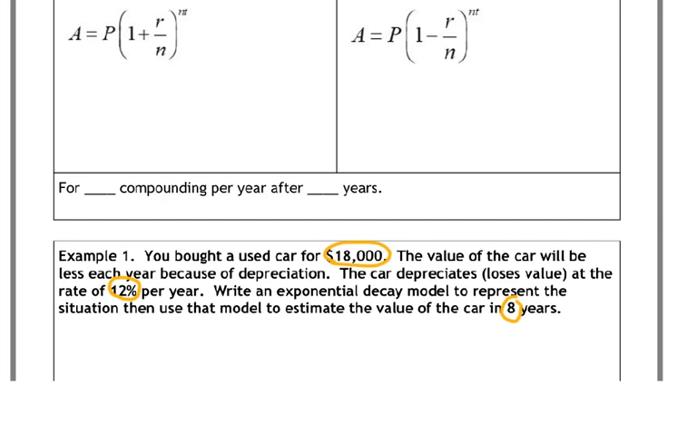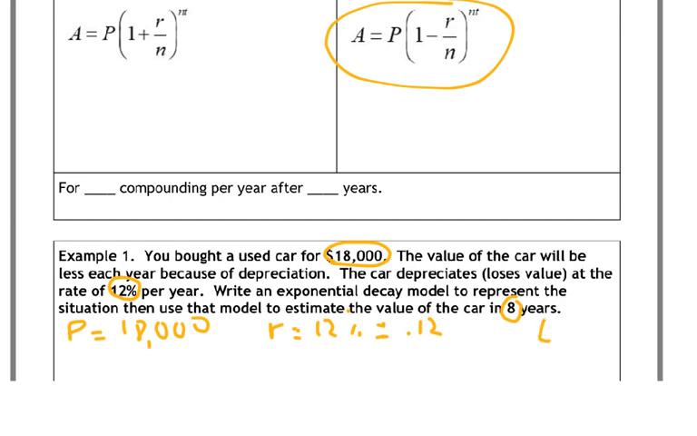So now I know it's a depreciation, therefore I'm going to use this model. I need to write out what I have. P is 18,000. Rate is 12%. In decimal, this would be 0.12, and t is 8. Now, n is not given for us, so we know it's once a year.